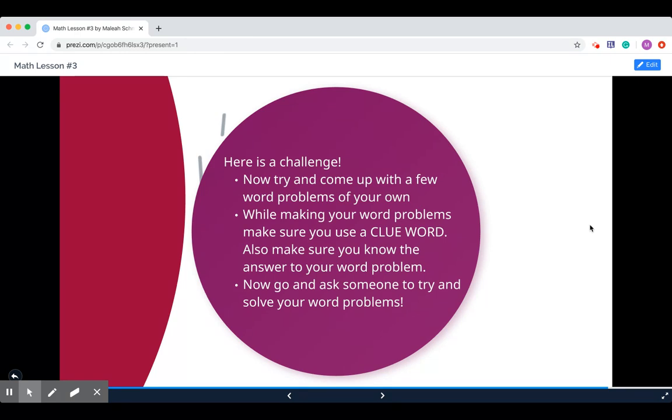So now that you have made your word problems, go and ask someone to try and solve your word problems. Let us know how it goes.